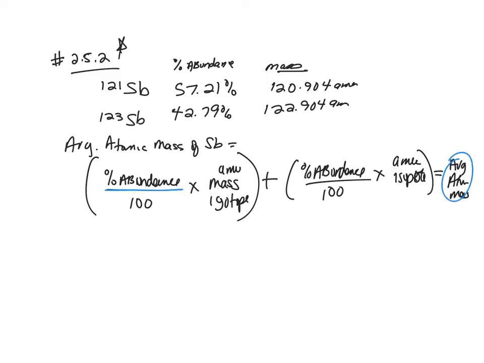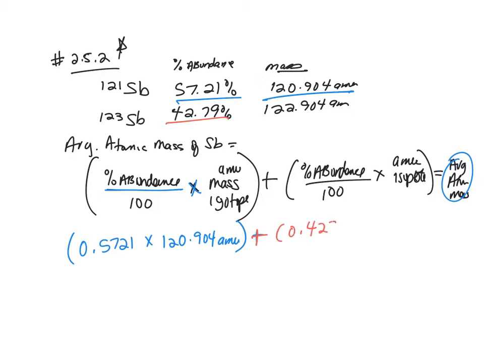Okay, so this is what you want. So the percent abundance here, I'm just going to move the decimal by 2. 0.5721 times this number, 120.904 AMU. And then we're going to add that to the next one, 0.4279 times 122.904 atomic mass unit. And then we get our calculator out. And I always write the numbers down because if I have a problem with my calculations, it just saves me some time and I can see it.